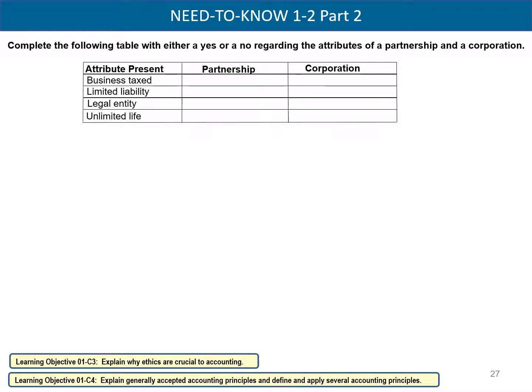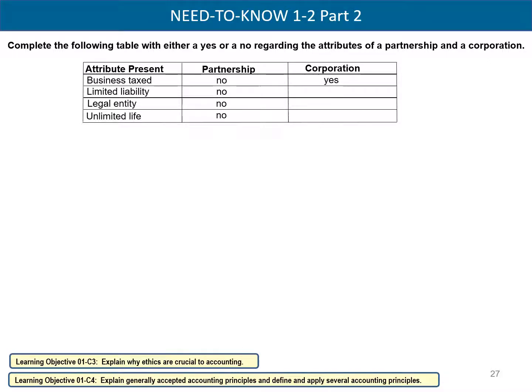So is a partnership business taxed? Yes or no? No. What about, is a partnership a limited liability? No. Is a partnership a legal entity? No. And does a partnership have an unlimited life? No. What about for a corporation?